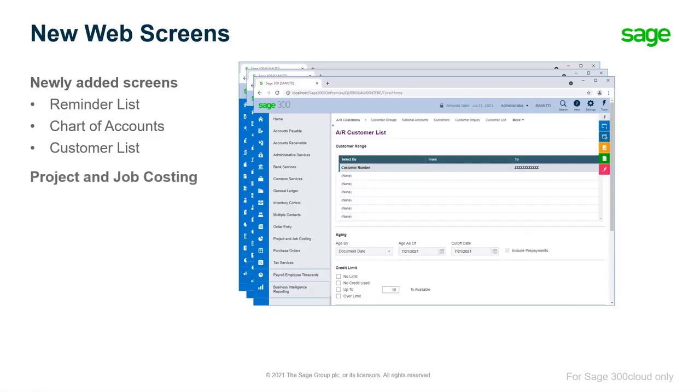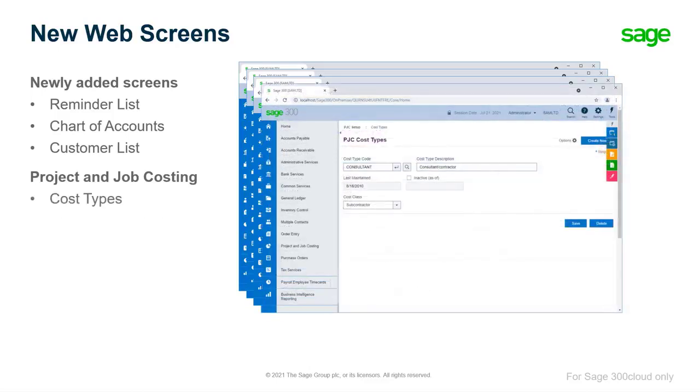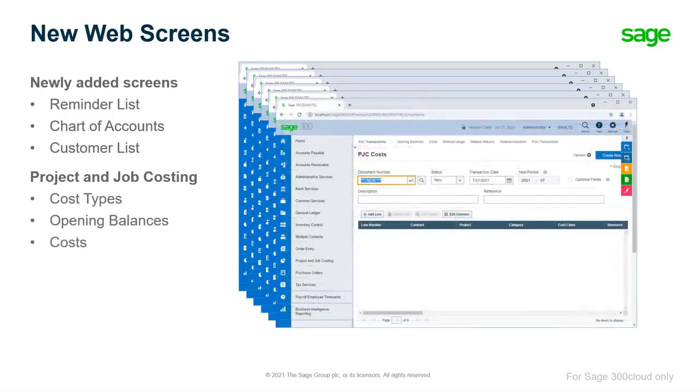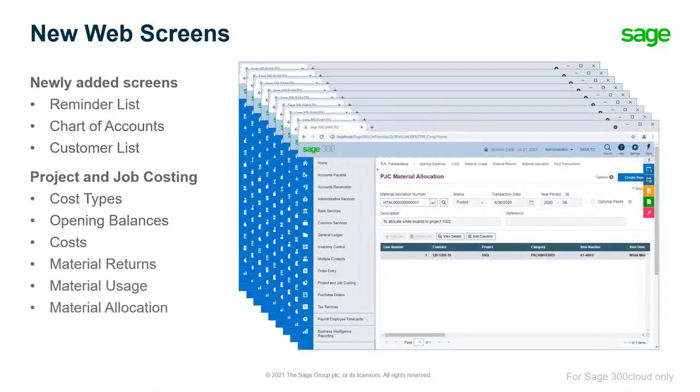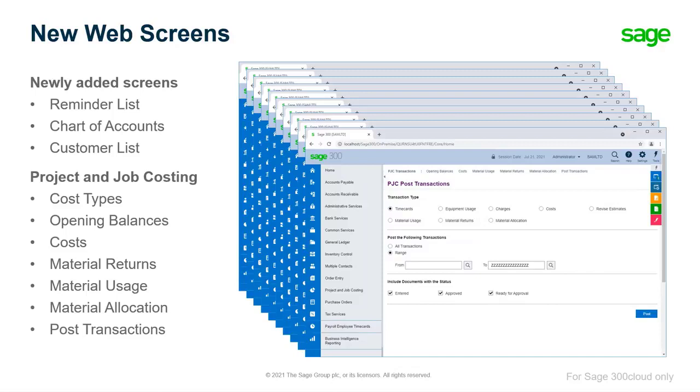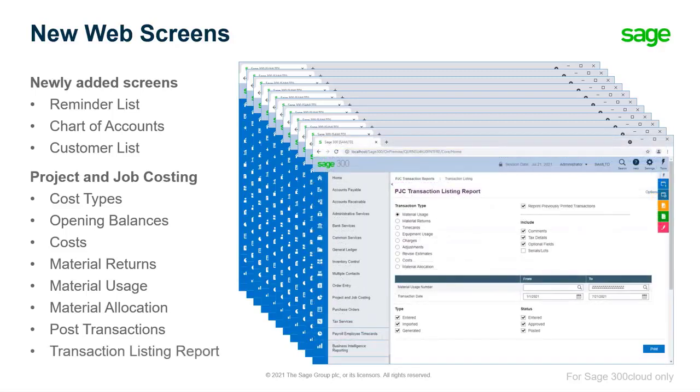We have also added multiple project and job costing web screens, including cost types, opening balances, costs, material returns, material usage, material allocation, post-transactions, and transaction listing report.